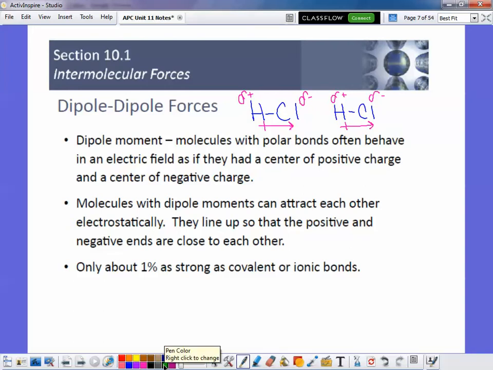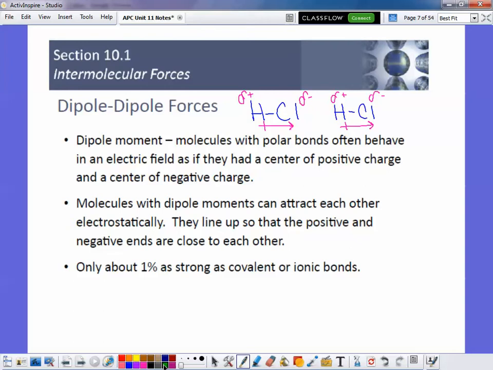All right. But if you look at this last point here, while these are stronger than intermolecular forces, they're still extremely weak when compared to bonds, like covalent and ionic bonds. They're still extremely weak when compared to the actual bonds.